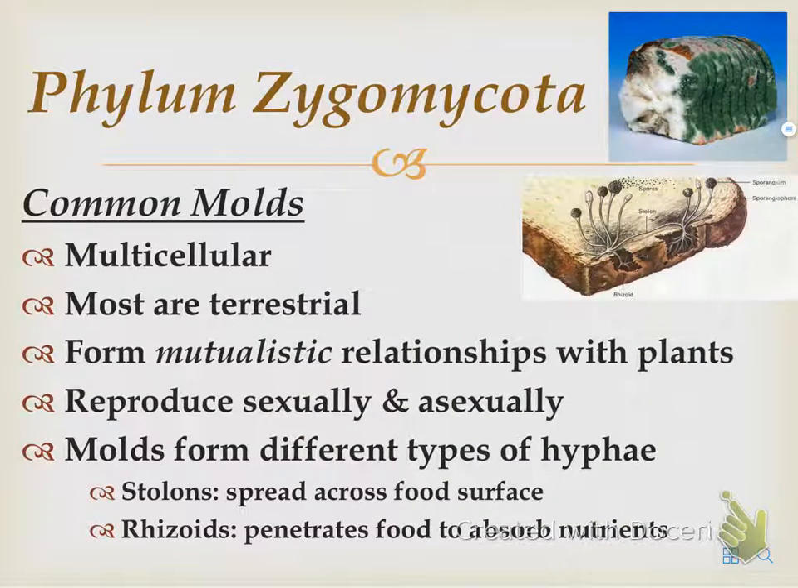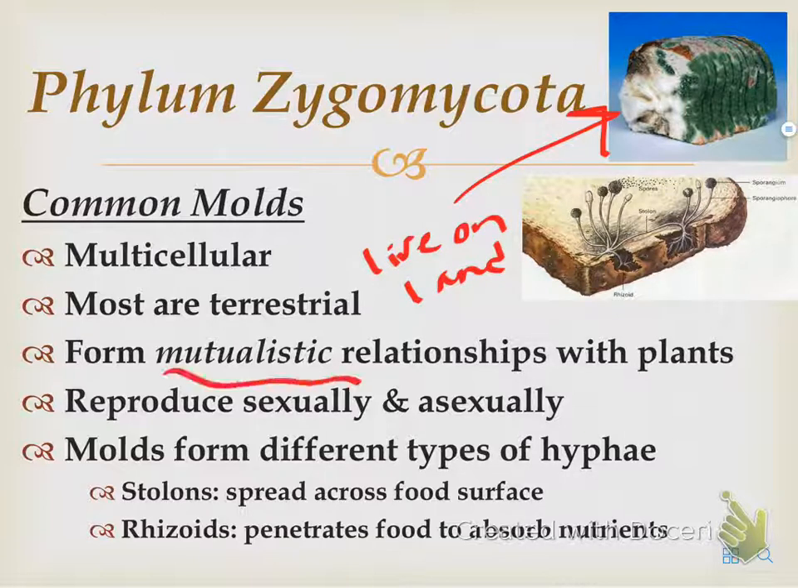Phylum Zygomycota, this is your common molds. This is what you think of when you think of mold on your bread, for example. They are terrestrial, meaning they live on land, and they form mutualistic relationships with plants. They can reproduce both ways, and there's two different forms of hyphae in bread mold. So you have your stolons, which spread across, and then your rhizoids, which penetrate. So the stolons are these things here that spread across, and then your rhizoids are all the little things that come up.